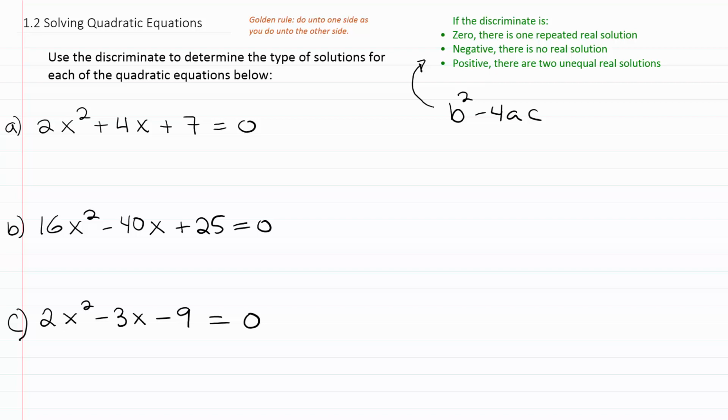So if that results in 0, there's one repeated solution. If it's negative, there's no real solution. And if it's positive, there are two unequal real solutions. So let's talk about equation A and see what's going on there.